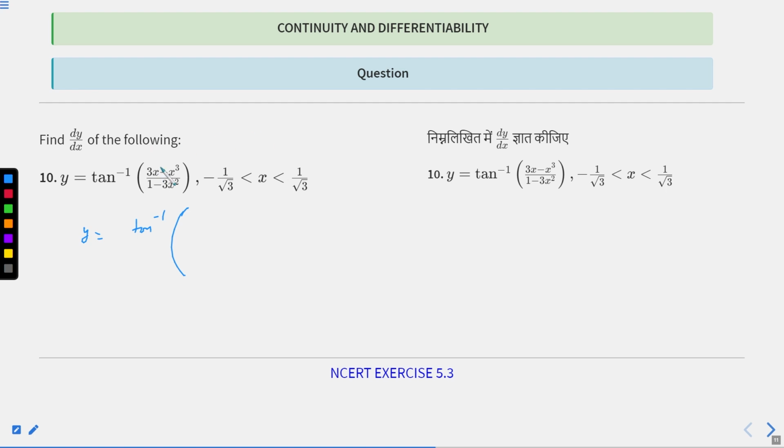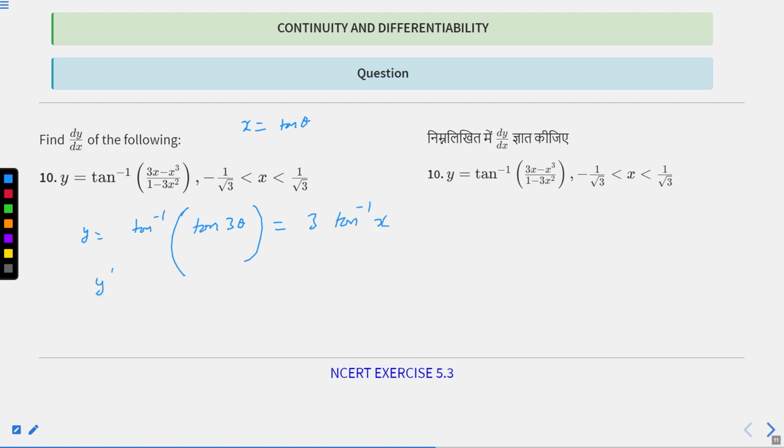So here you can see this, if you put x is equals to tan theta, then it will become tan theta, tan 3 theta. So if x is equals to tan theta, this will become 3 tan theta. If you try to see, I will be just directly using it. This will become tan 3 theta. Okay, so this means just 3 theta, and this means what? Tan inverse x.